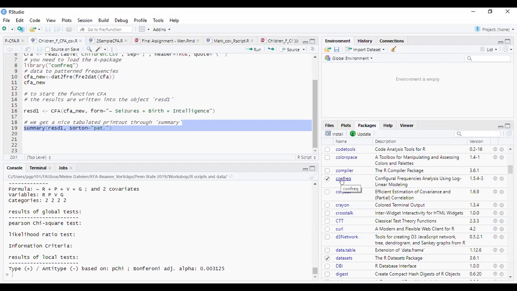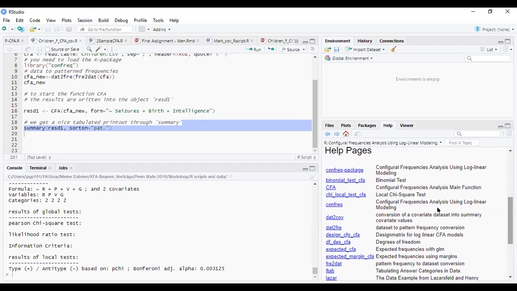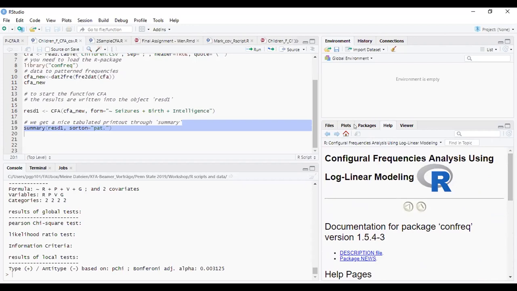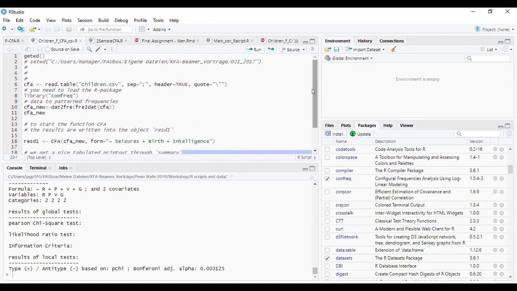Every time you load a program by checking the mark over here, and here there's given a sort of a small help session, help manual, so you can see many of the things of the package are explained to you. So you will see that you need only 4 lines to analyze a configurable frequency analysis, and I think this is very easy to use.